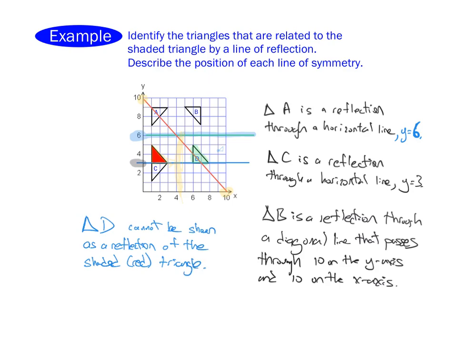Okay? So that's how we would talk about triangle D. It just doesn't work because of that inconsistent orientation, how the triangle points. It's not what it should be. Okay? And with that, we have one more example. So here we go.